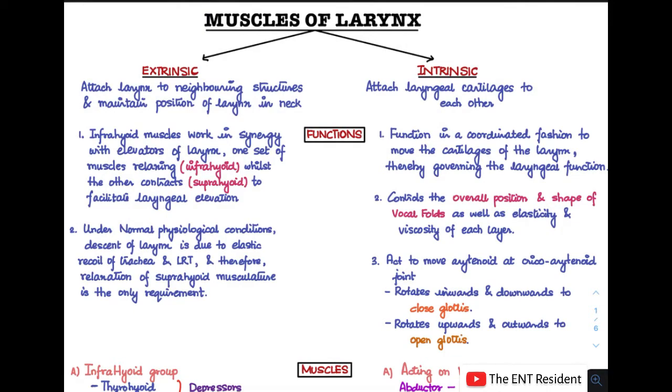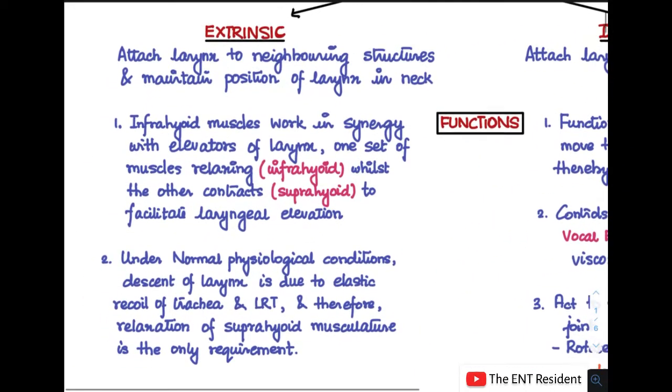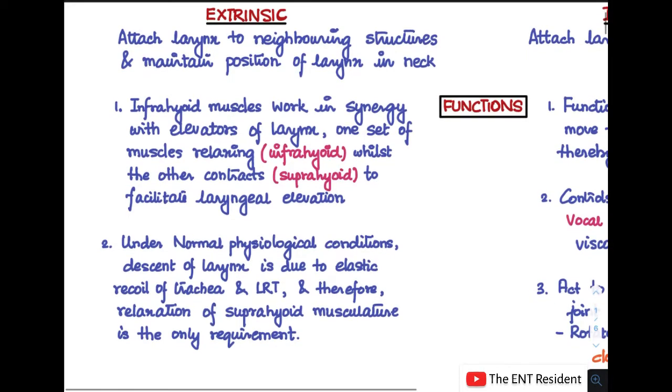So our topic today are the muscles of larynx. Now you can divide muscles of larynx into two different groups, the extrinsic muscles and the intrinsic muscles. Now first we'll talk about the extrinsic muscles. Now what are these extrinsic muscles? Why are they called extrinsic? So these are the muscles which are attaching larynx to the neighboring structures and helps in maintaining position of larynx in the neck. Now these extrinsic muscles can be divided into further two types, the suprahyoid muscles, the muscles which are lying above the hyoid bone, and the infrahyoid muscles, the muscles which are lying below the hyoid bone.